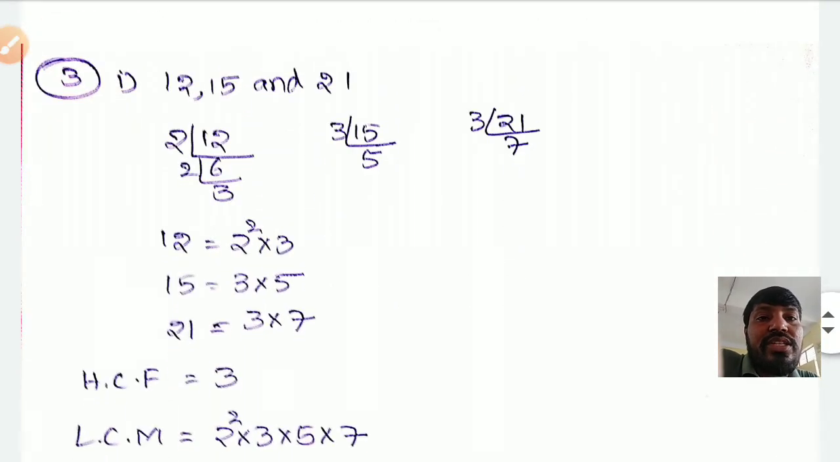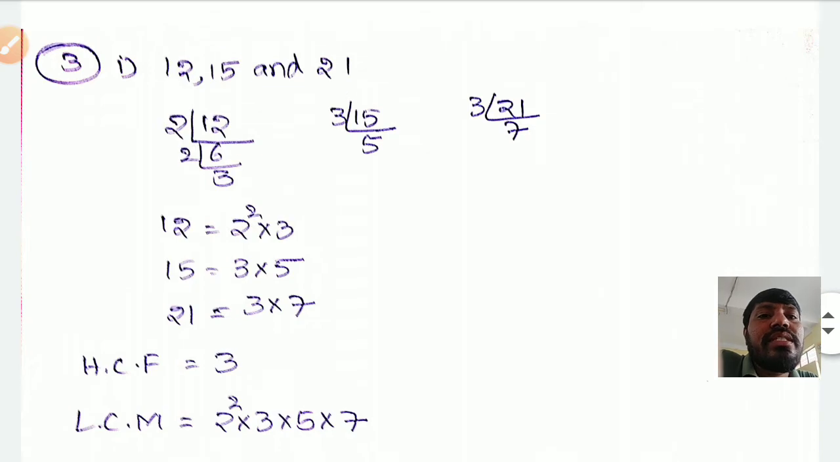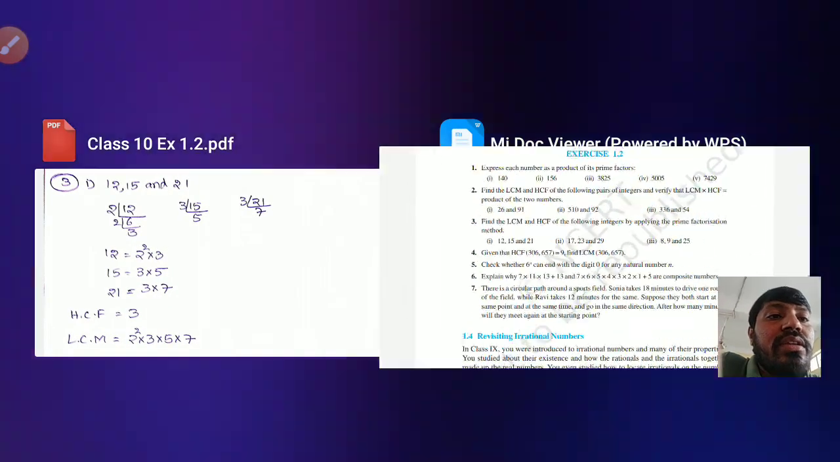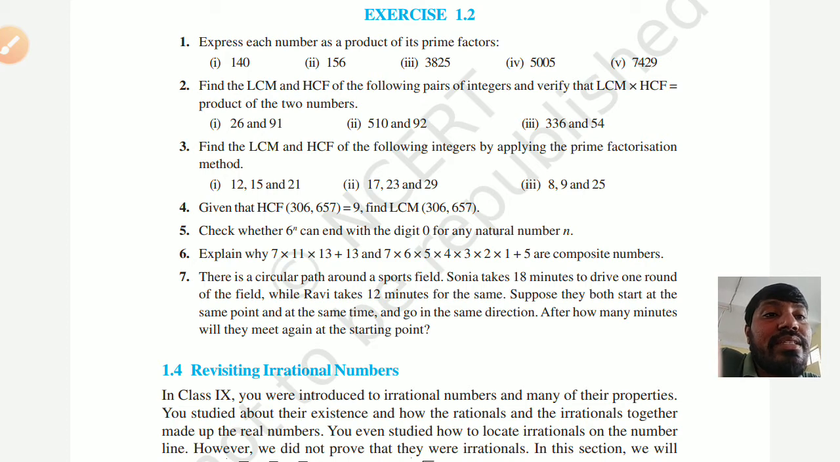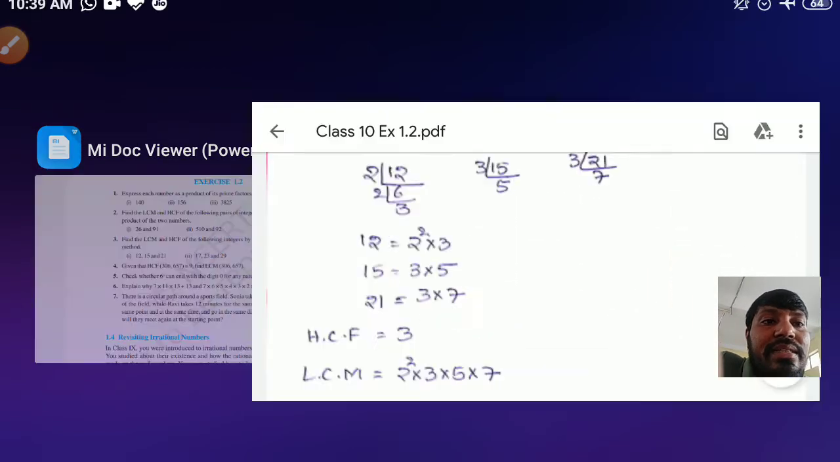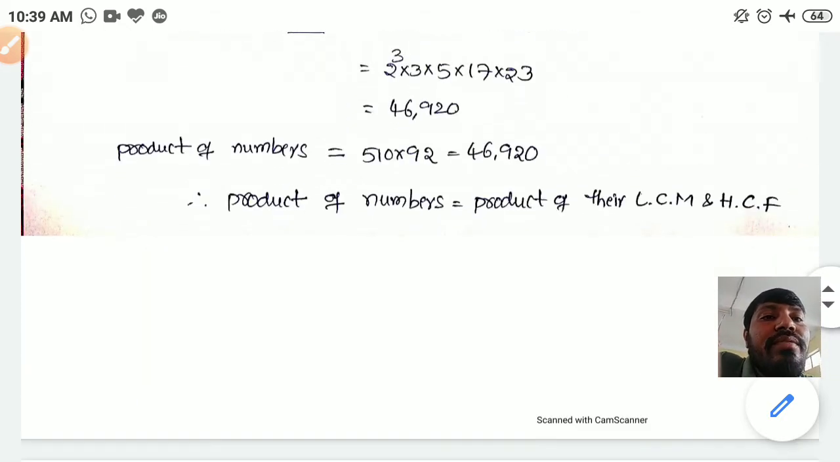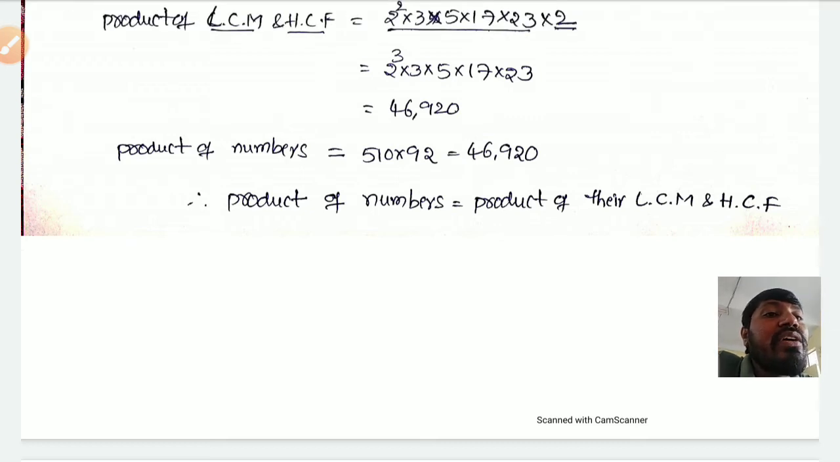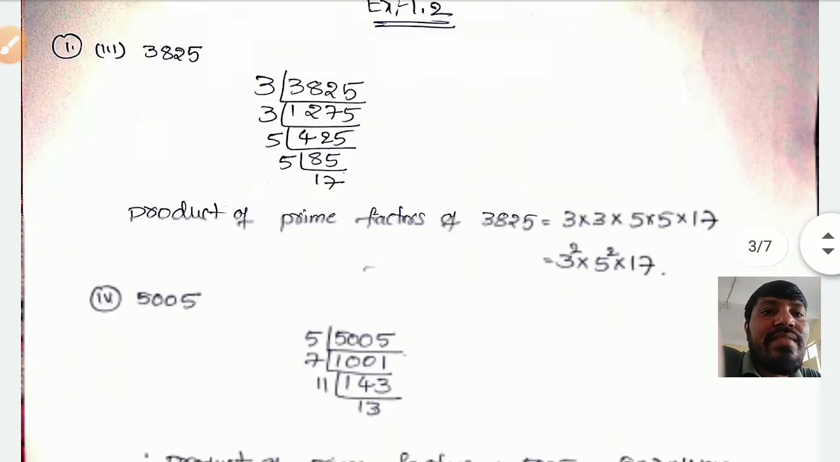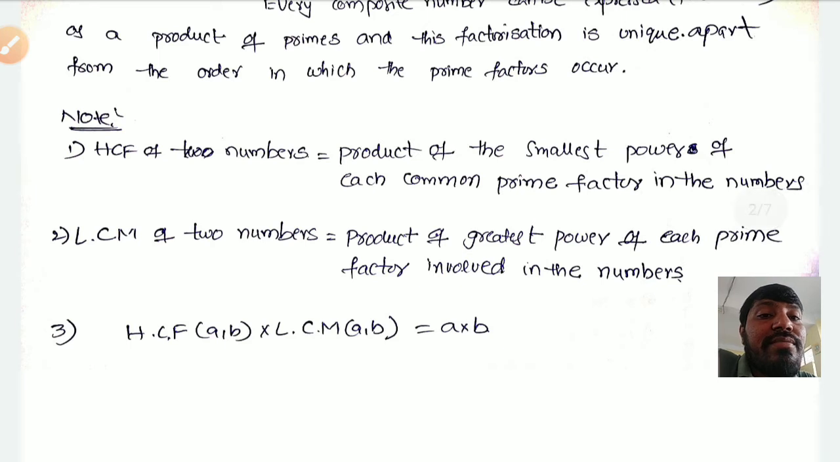So let us go to the next, third question. The third question is: find the LCM and HCF of the following integers by applying the prime factorization method. Here you need to observe that the rule where the product of the numbers equals the product of HCF and LCM is applicable only in the case of two numbers. So the rule is given for A comma B only, not for A comma B comma C. For three numbers there will be another rule.